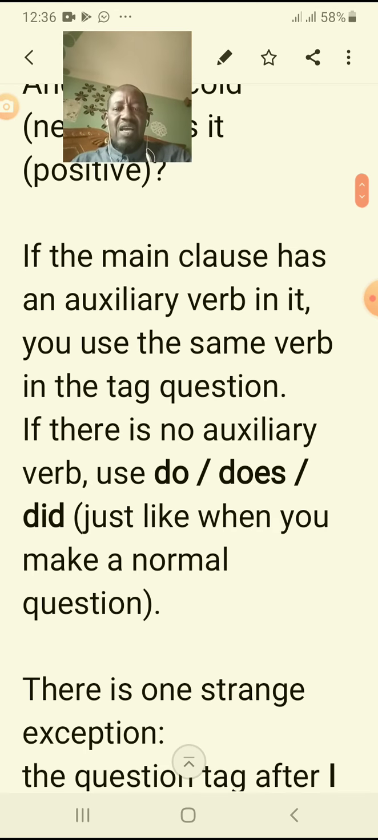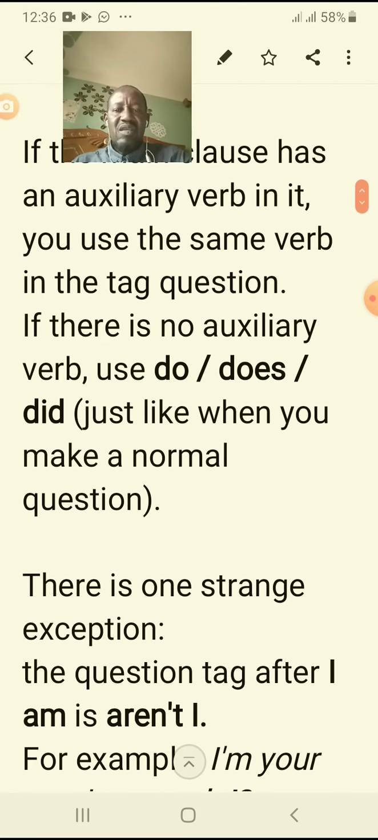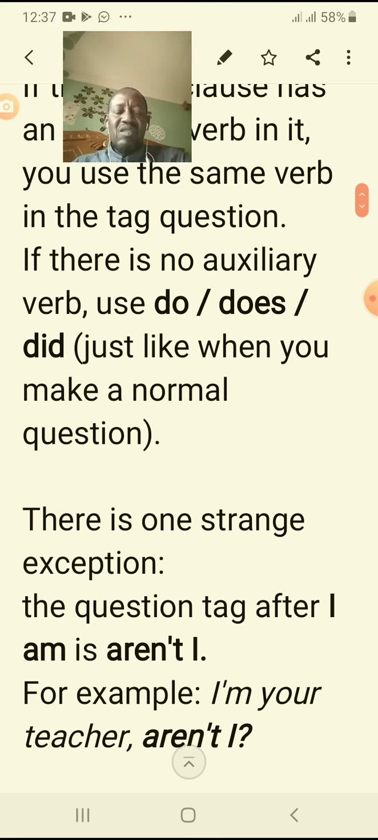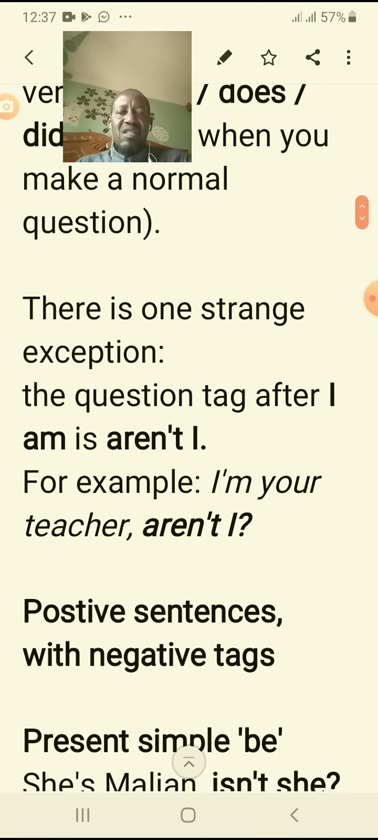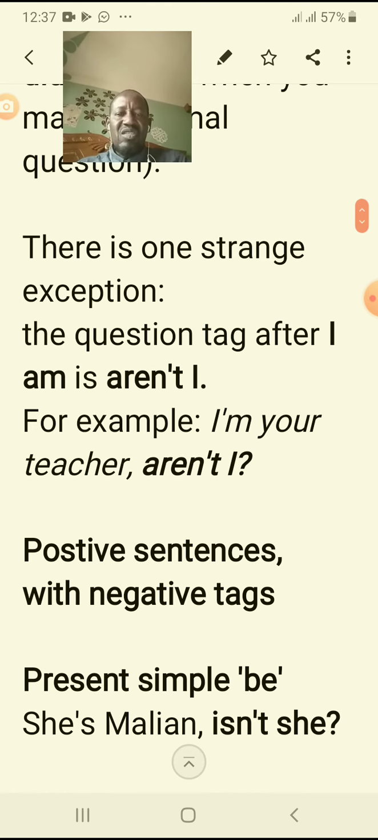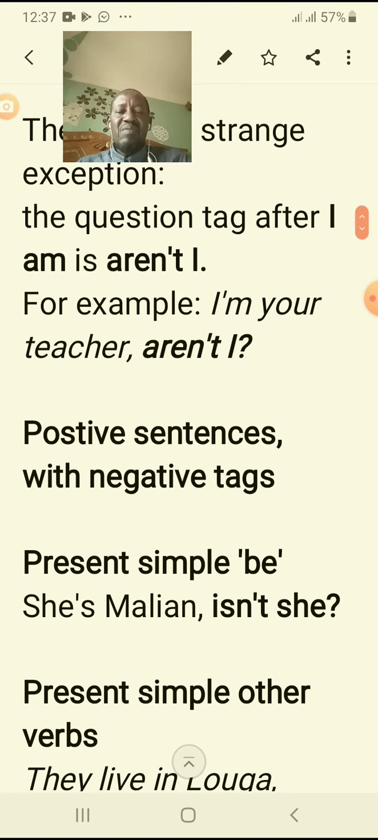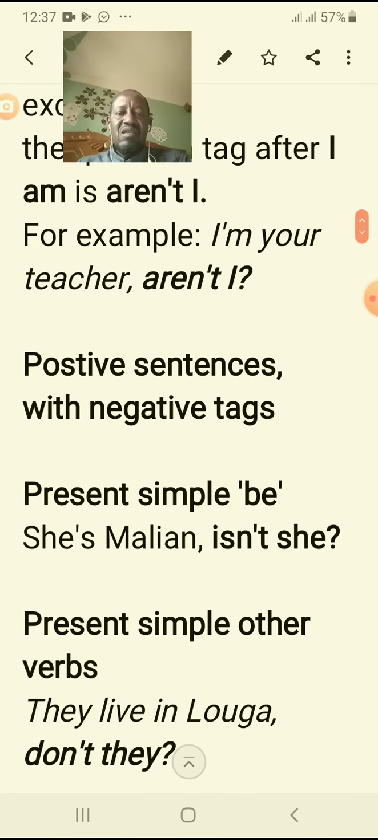If the main clause has an auxiliary verb in it, you use the same verb in the tag question. If there is no auxiliary verb, use do, does, or did in the past, just like when you make a normal question. There is one strange exception. The question tag after I am is aren't I? For example, I am your teacher, aren't I?